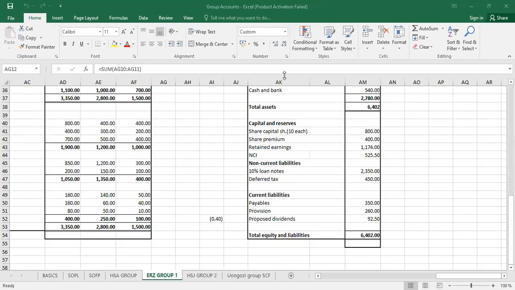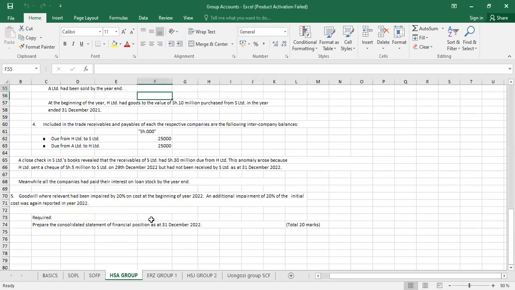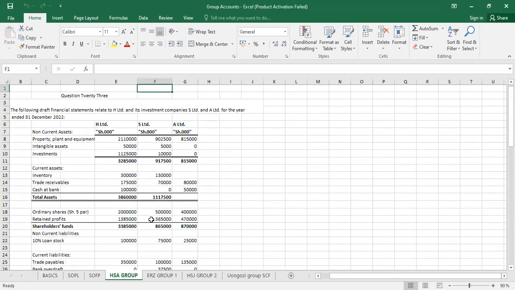Okay, we will start. So last time we talked of preparing the two statements, isn't it? The statement of financial position and the statement of profit and loss. So today we will continue with the H, S and A group. This one was examined in the last sitting. So the question reads this way.